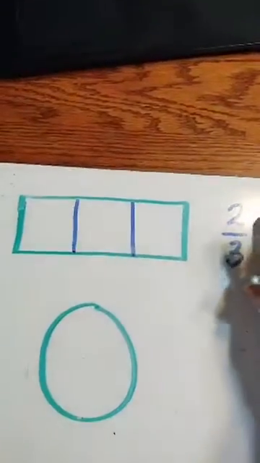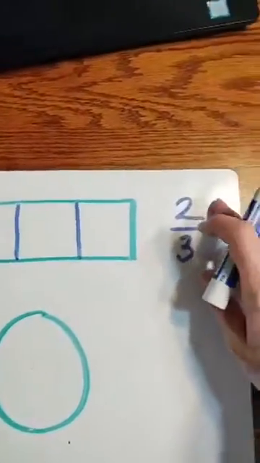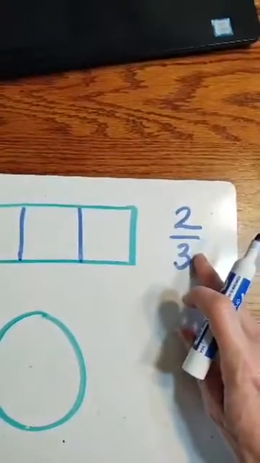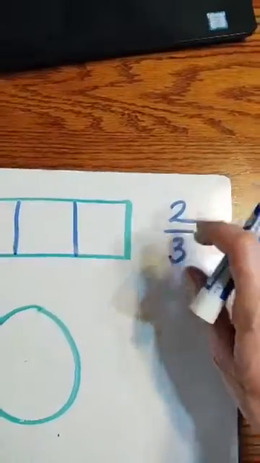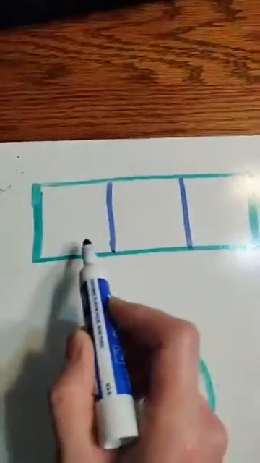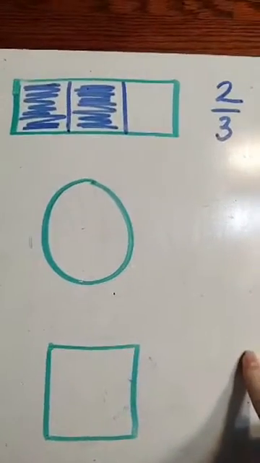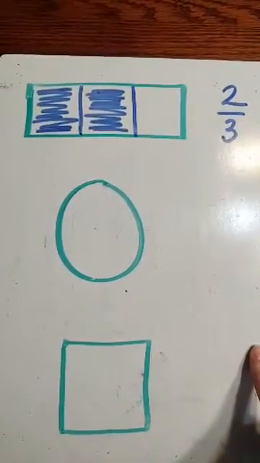You got it, first graders. I'm going to shade 2 because I look at the top number to know how many to shade. The bottom number tells me how many equal pieces. The top number tells me how many to shade. So I'm going to shade 2 of my pieces, and I've shaded 2 thirds.